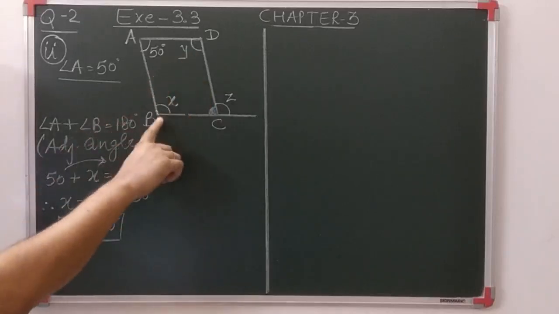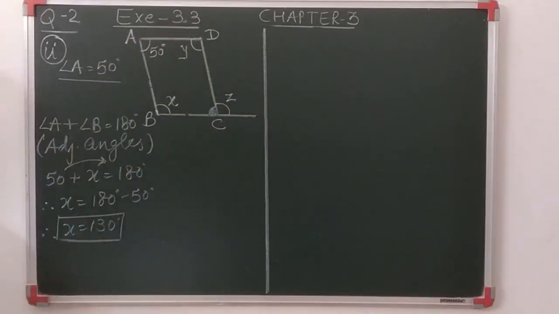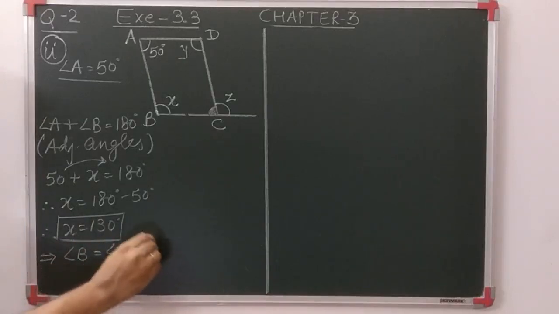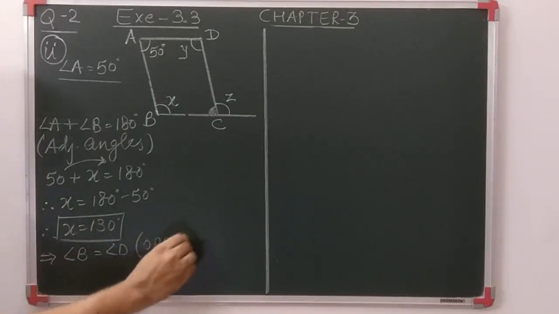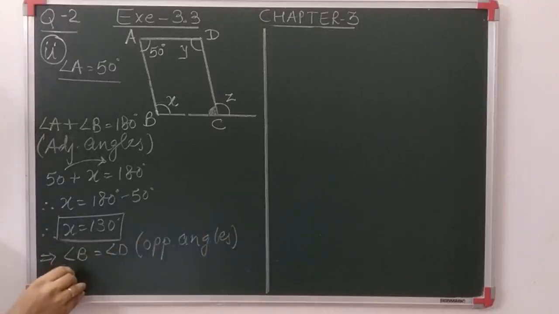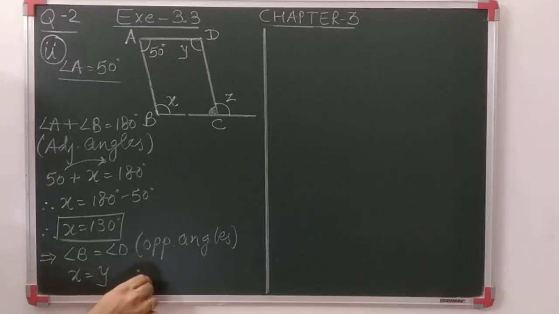You can see that angle B and D are same. Again, they are the property that pair of opposite angles. So let us use that. Angle B is same as angle D. We'll use the property that the opposite angles are same, as they are opposite angles. But angle B, that is X, and angle D, that is Y. So we will obtain the value of Y is 130.